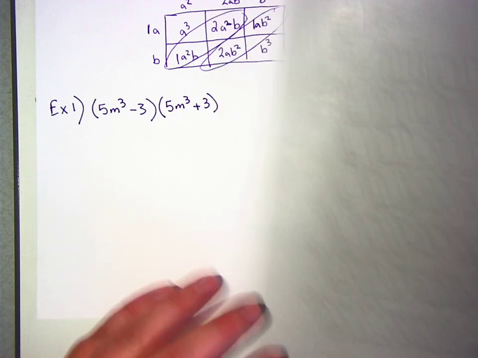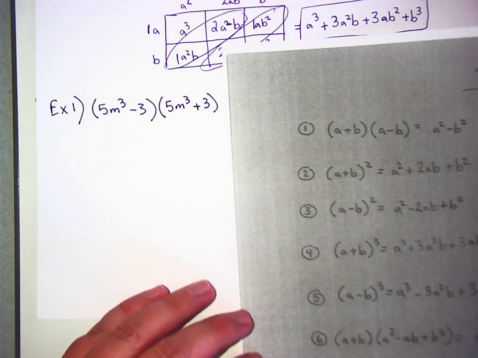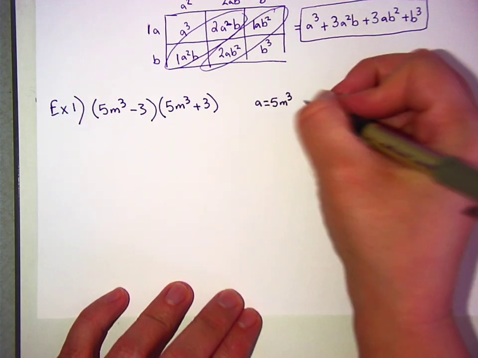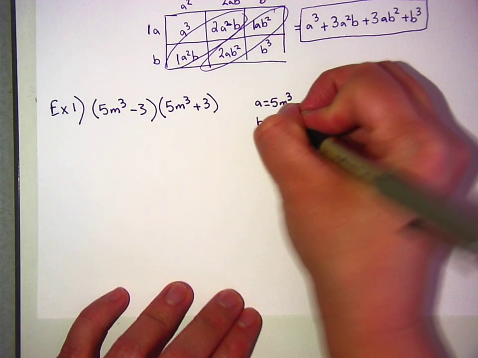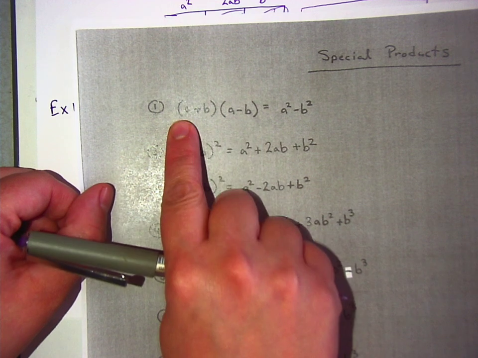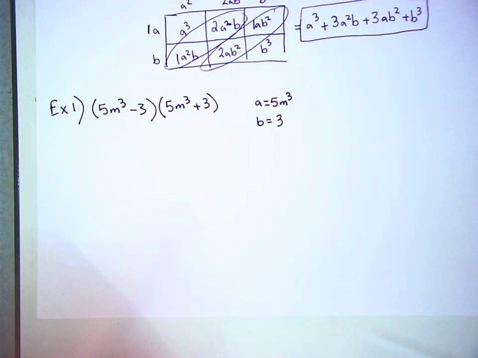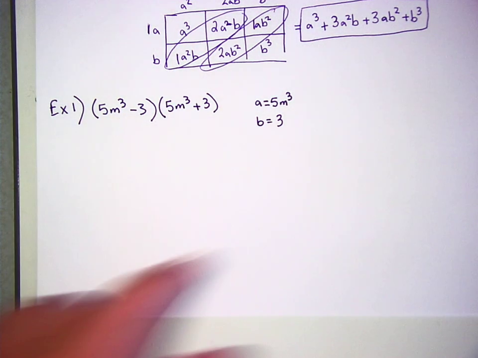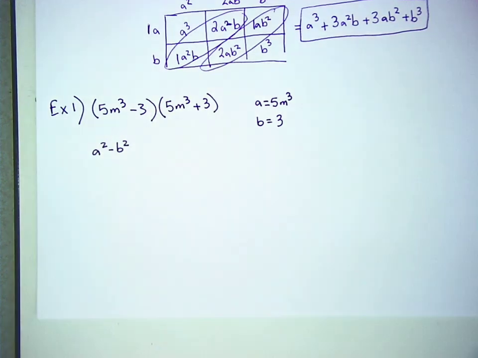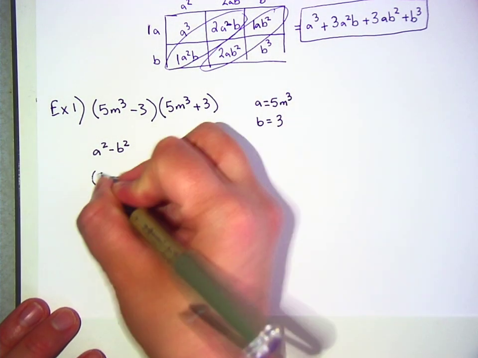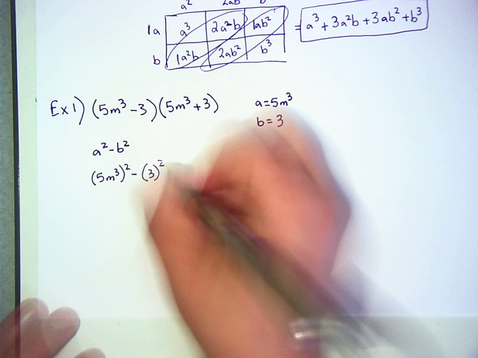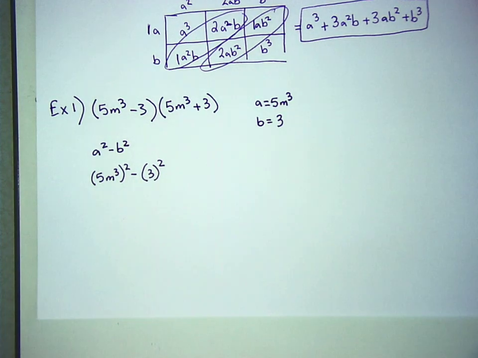So, what is A in this problem? 5m3. Okay, everybody write down, A equals 5m to the third, and B? Just 3. Because here I've got A plus B and A minus B. So the first term is A, and the second term is B. One of them's plus, one of them's minus, is just 3. And then I know my answer is going to be A squared minus B squared. So I'm going to square this, 5m to the third squared minus 3 squared. So it's like I replaced the A with 5m to the third and the B with 3.